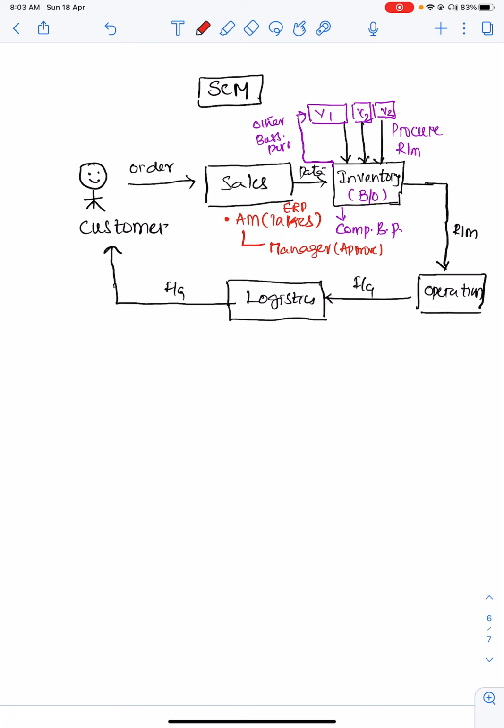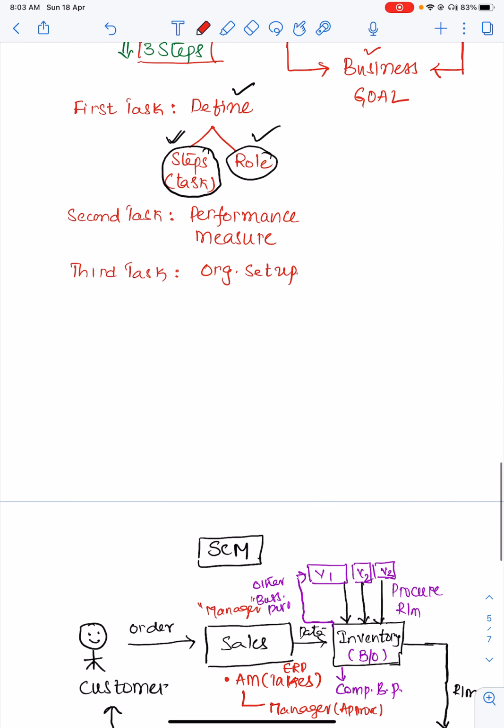Now who is the process owner for the sales department? Let us assume the manager is the process owner, because he is determining whether to accept that particular order or reject the order. This is called role definition. So what is the first task? Define. What do you mean by define? Define is nothing but we have to define certain tasks and we have to define a role.